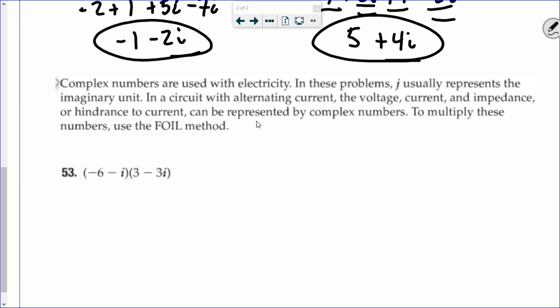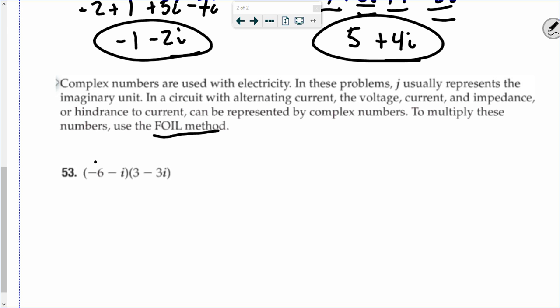Okay. Complex numbers are used with electricity. Guys, this is all coming out of the textbook. What it's saying, we can use FOIL to simplify, to multiply complex numbers, and so that's what we're going to do. Use the FOIL method to multiply complex numbers.